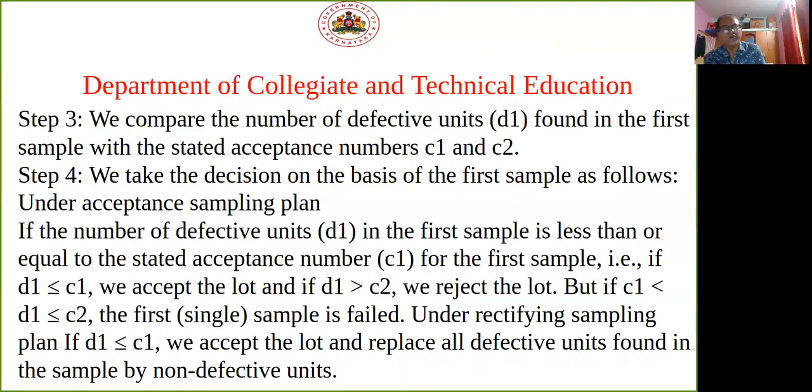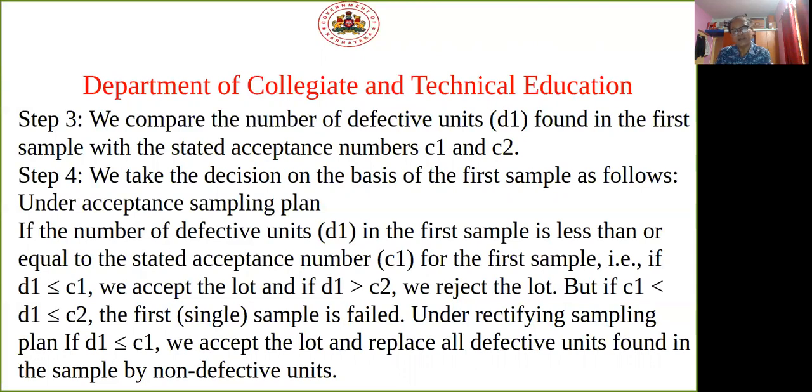And the fourth step: we need to take the decision on the basis of the first sample, as follows, under the acceptance sampling plan. Now, how to take the decision? We are comparing D1 with C1 and C2. If the number of defectives D1 in the first sample is less than or equal to C1, we accept the lot.